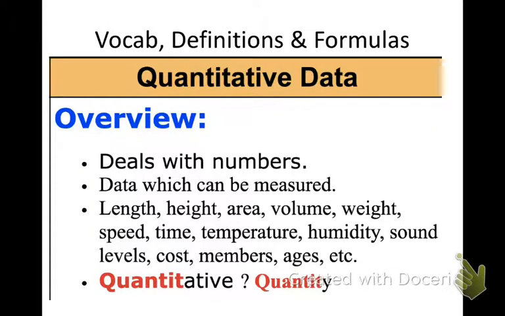For quantitative, we're dealing with numbers. So this is data that can be measured, such as length, height, area, volume, weight, speed, time, temperature, humidity, sound levels, cost, members, and ages. So quantitative is quantity, dealing with numbers.